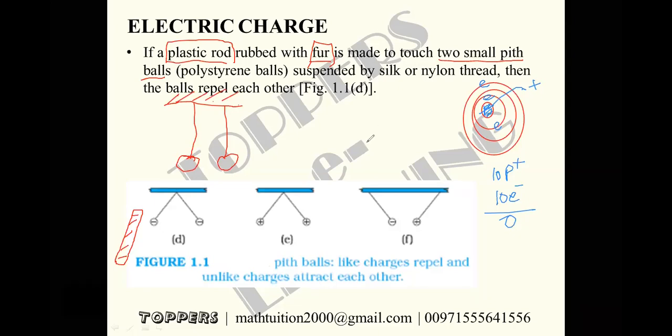They are forced to transfer some electrons from one atom to another, or from one material to another, because they are loosely bound. Due to that charge, when you bring this near the pith ball it will become negative. When you then touch this pith ball also, it will become negative. So what will happen? Negative and negative repel each other. This will go in this direction and this will go in that direction.